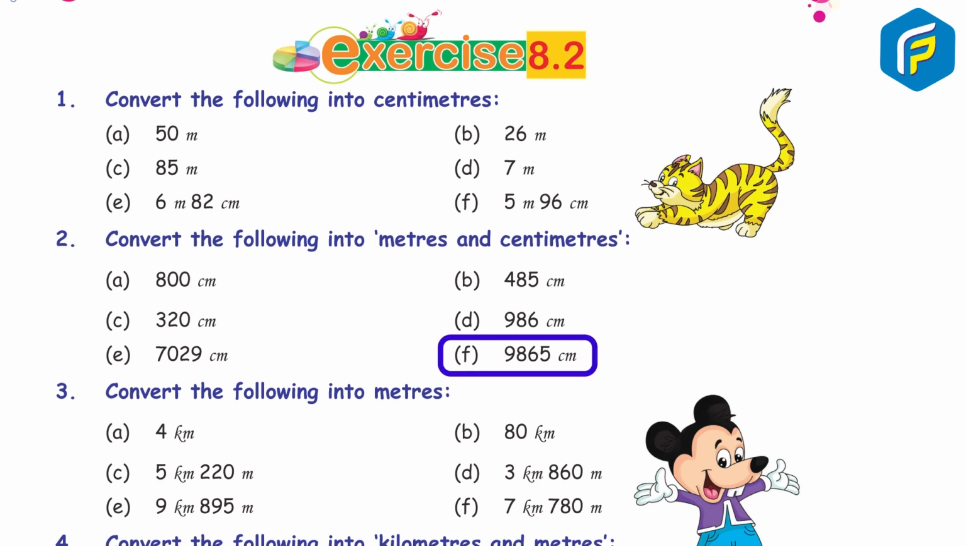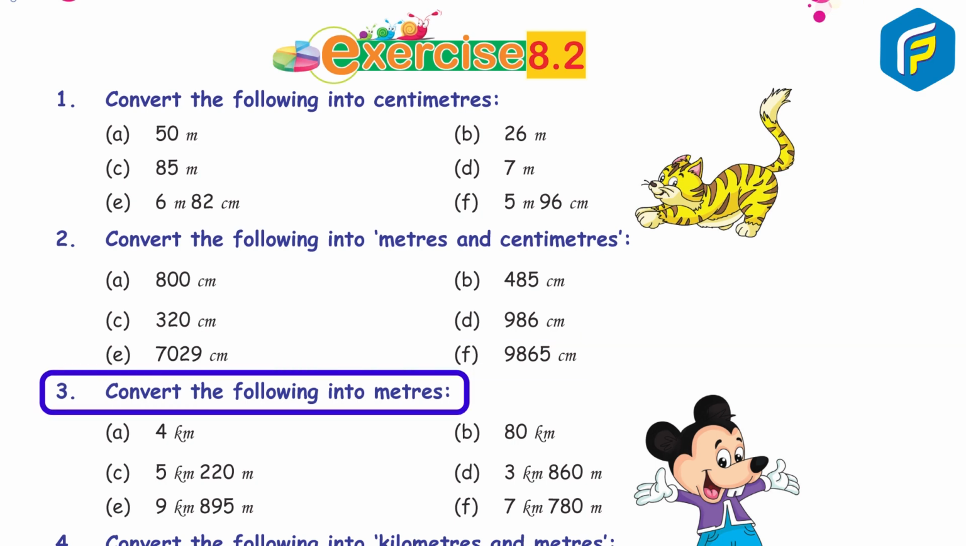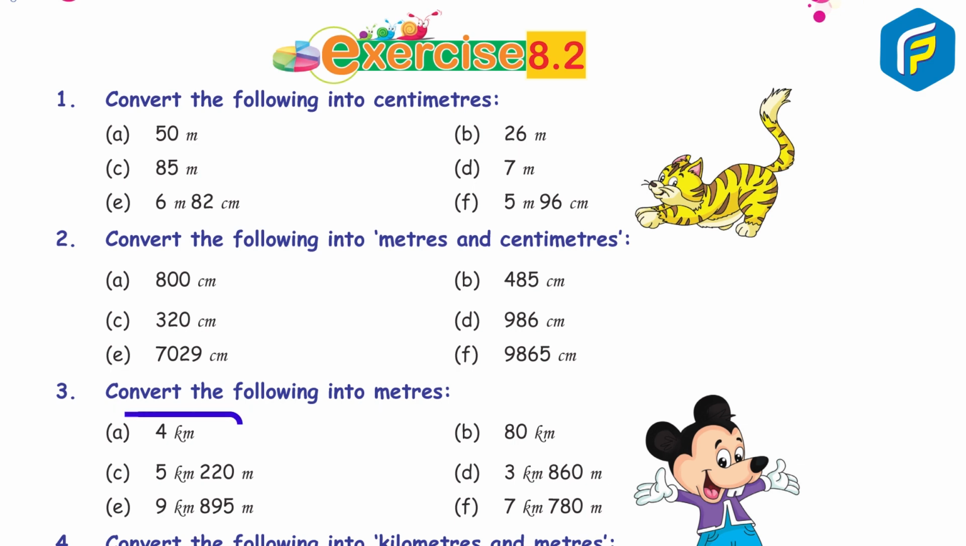F. 9865 centimeter is 98.65 meter. Question 3. Convert the following into meters. A. 4 kilometer is 40,000 meter. B. 80 kilometer is 80,000 meter. C. 5 kilometer 220 meter is 5220 meter.